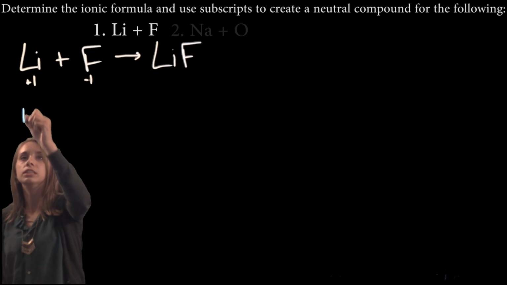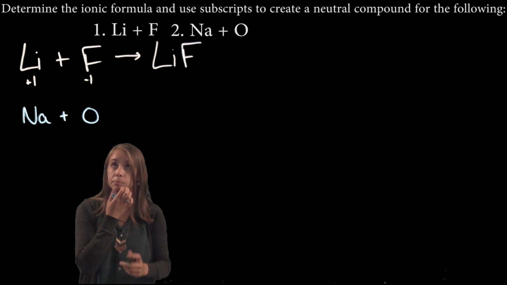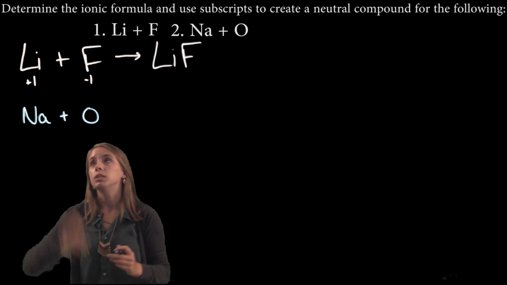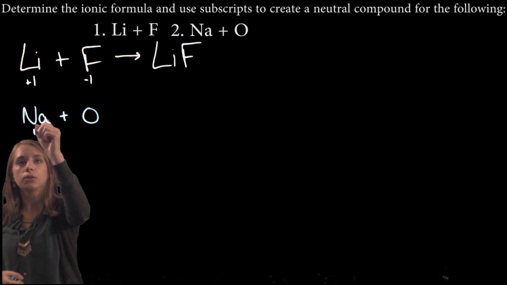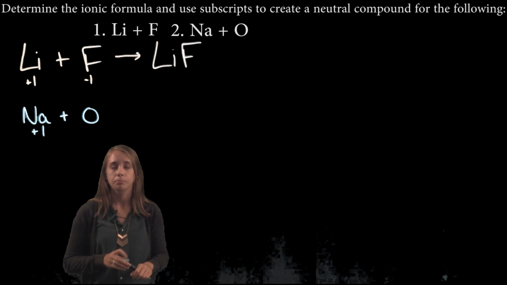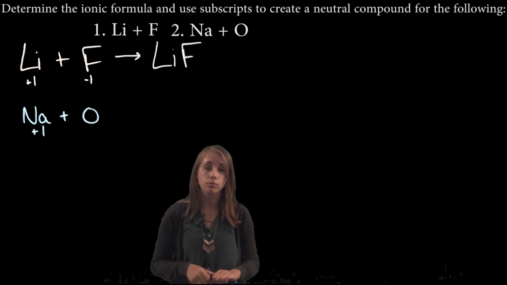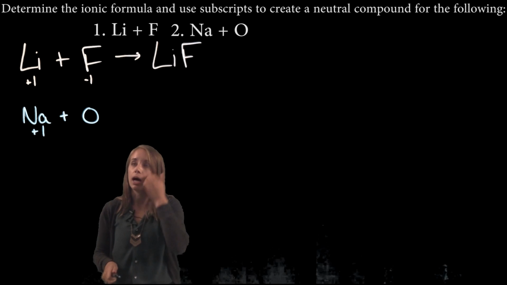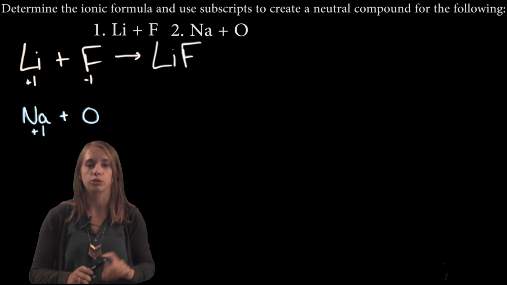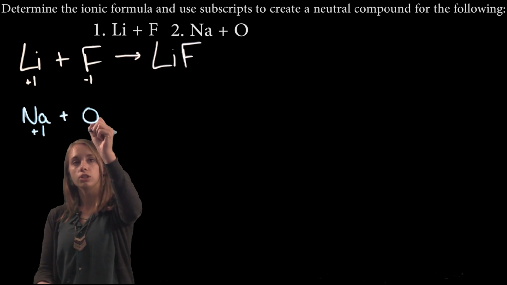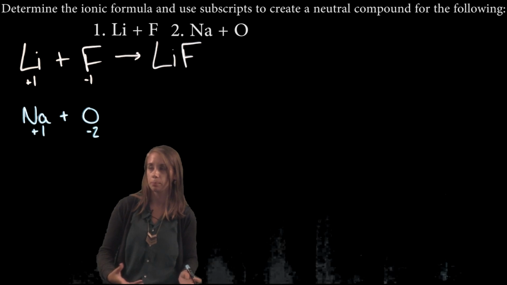The next one is sodium plus oxygen. Sodium is also an alkali metal right below lithium. So likewise, it also has a +1. Oxygen, on the other hand, is not below fluorine, but it's in the column over from that. It doesn't like to take one electron. It likes to take 2 extra electrons in order to make a compound. So we say that it likes to have a -2 charge, right?